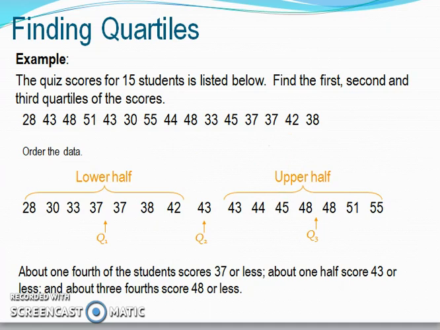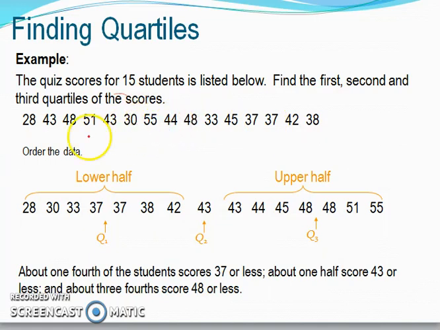The quiz scores of 15 students is listed below. Now we need to find the quartiles. So they're specifically saying find the first, second, and third quartiles of these scores. So it's Q1, Q2, and Q3. The data that we're first given is not given to us in an ordered way. As you can see, there's 23, then 28, then 43, 48, 51, and then we're going back down to 43. So this is not yet ordered.